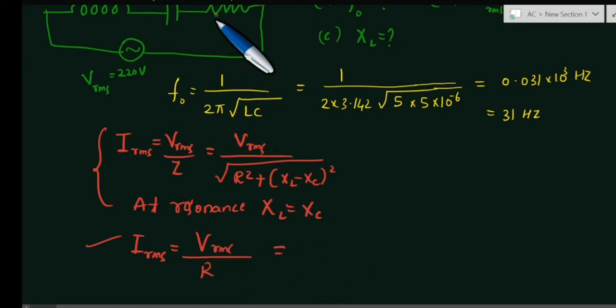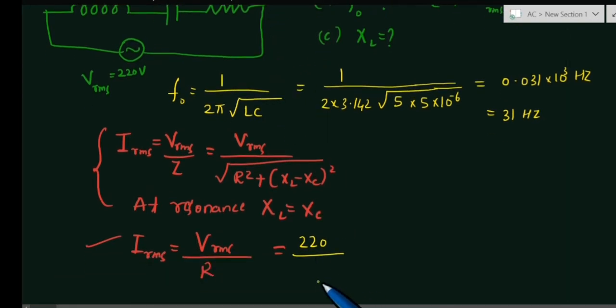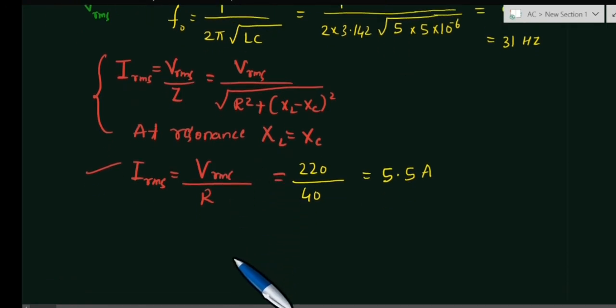So if you substitute, Vrms is equal to 220 volt divided by the R value that is given, 40 ohm. The value, if you calculate, comes out to be 5.5 milliamps. Sorry, it is 5.5 ampere itself. Next they are asking the third one, that is the XL value. XL is equal to 2 pi F into L.